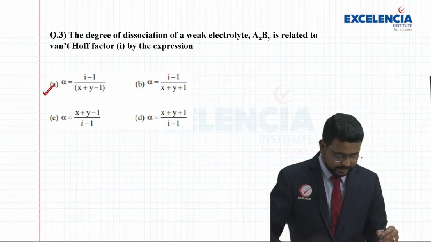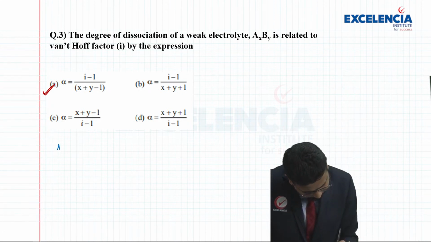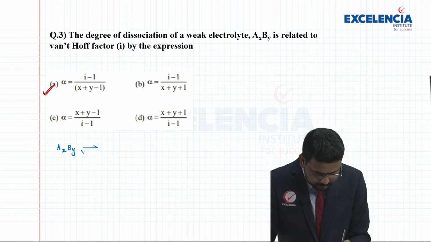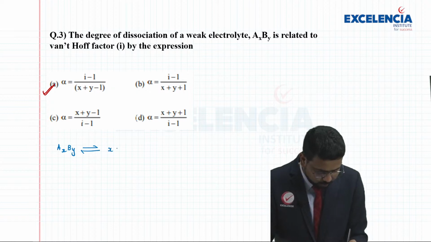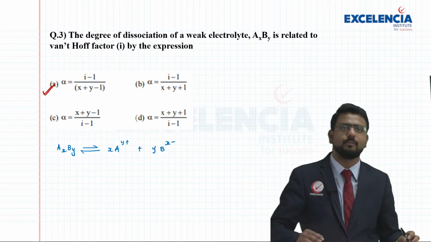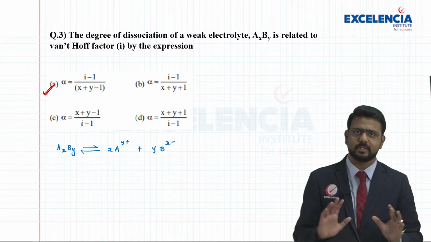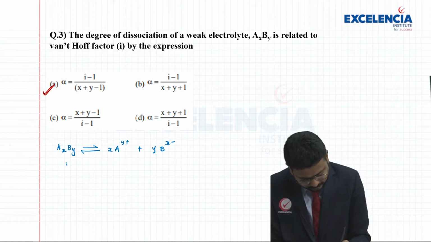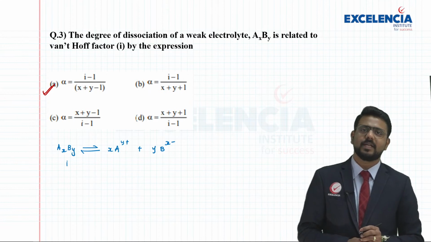So once we say that here you are having this particular electrolyte AxBy, now because it is a weak electrolyte, it will undergo reversible dissociation like this: x moles of A^(y+), y moles of B^(x-). Yes or no? Simple, straightforward. This is the dissociation.